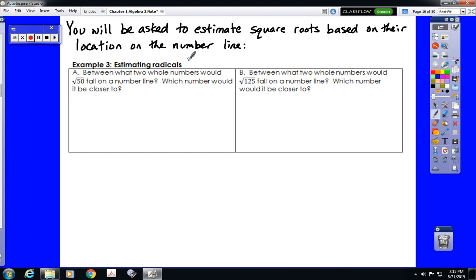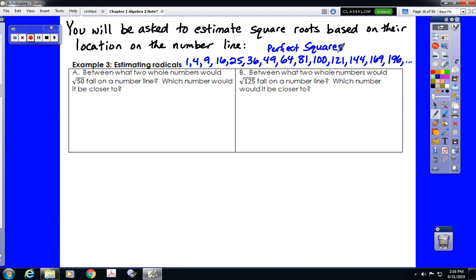There is a set of numbers out there which are more important for Algebra 2 and even Algebra 1 than other numbers. These numbers should look familiar. These are the perfect squares. Those are the result of squaring our integers. 1 squared is 1, 2 squared is 4, 3 squared is 9, 4 squared is 16, 5 squared is 25, 6 squared, 7 squared, 8 squared, 9 squared, 10 squared, etc. These blue numbers are known as the perfect squares, and they are the key to this kind of problem.